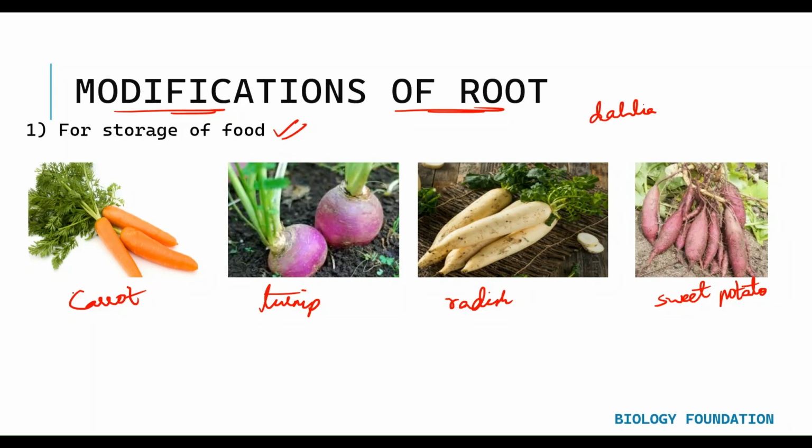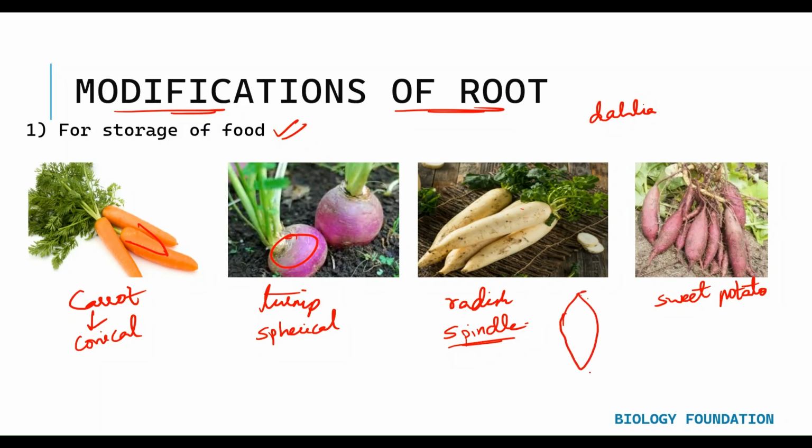Now, if you see in carrot, the root is conical in shape, right? Cone shaped. In turnip, it is spherical. In radish, it is said to be spindle shaped. Whatever you see, the spherical part, or the conical part, or the spindle shape means something like this. You have tapering ends or pointed ends at both. That is said to be spindle shaped.